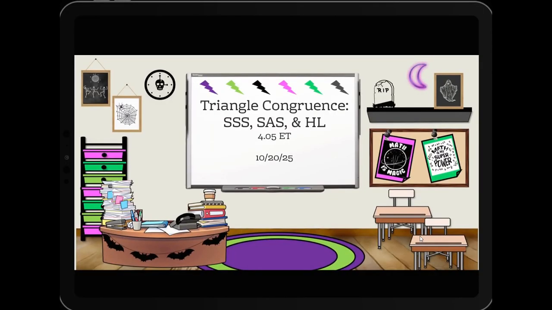All right, this is going to be lesson 4.05. This is our exit ticket lesson for triangle congruence with side, side, side, side angle side, and hypotenuse leg. We're going to start off with a warm-up.